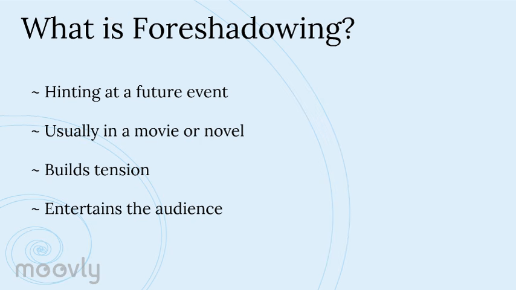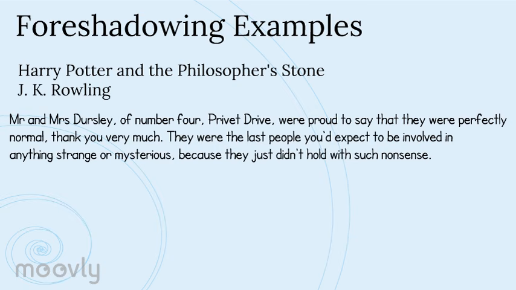So, in a nutshell, foreshadowing is hinting at a future event in a novel or movie usually. Now this future event might be a positive one, like a marriage or a proposal, or it might be a negative one, a bad event that's about to happen. Authors or directors often use this to build tension. Good readers will notice that something is coming and try to predict what it could be. Foreshadowing can also be used simply to entertain the audience and add another layer of entertainment.